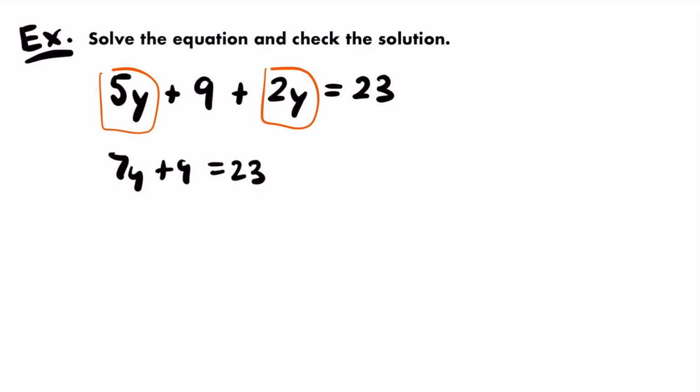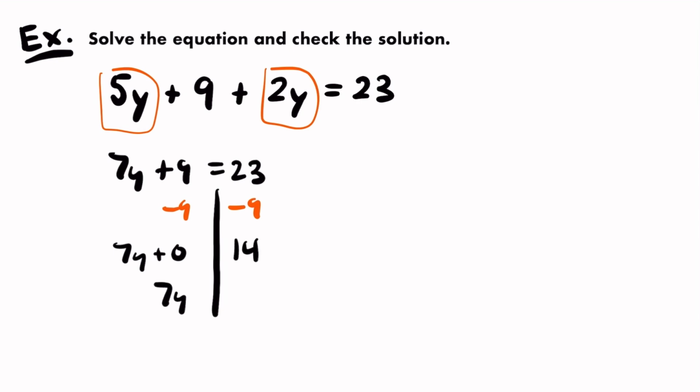And now we have an equation that looks like the other equations we have solved in previous examples. All right, so now the same process applies. We want to solve for y, so we need to isolate that variable term, and we'll do that by getting rid of this constant being added to it. We want to add the opposite of 9 to both sides of the equation, or in other words, subtract 9. So we're going to subtract 9 from both sides, which will give us 7y plus 0 equals 23 minus 9, which is 14. So we get 14 on that side, and so we have 7y equals 14.